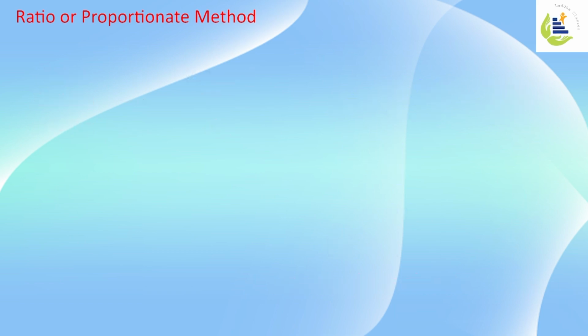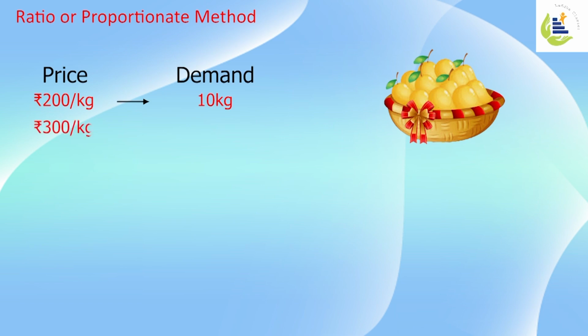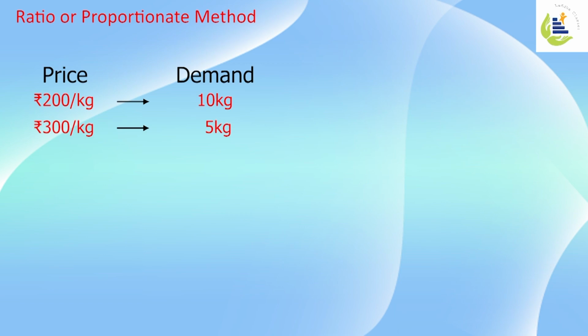Let us go with the second example. What does the second example say? Let's say I'll take the example of mangoes. In this case, my price is 200 rupees per kg and I buy around 10 kgs. Now, my price shifted from 200 to 300 rupees per kg. But my quantity demanded has reduced from 10 kg to 5 kg. Calculate the price elasticity of demand.